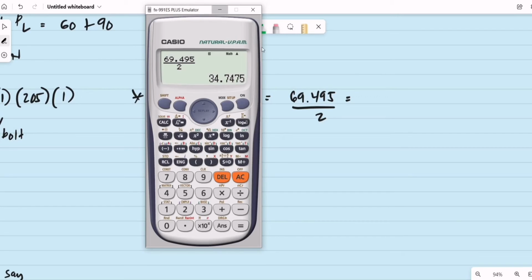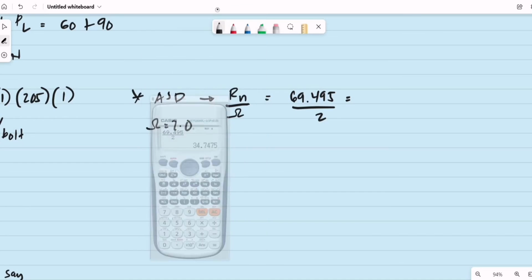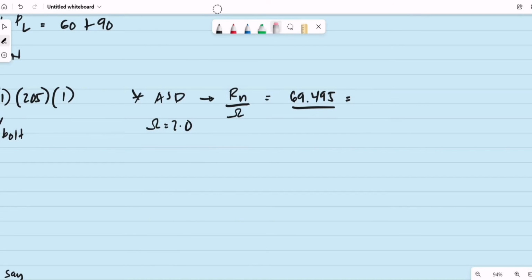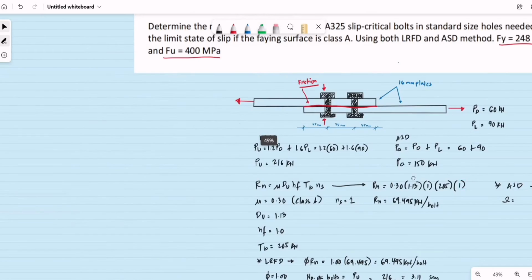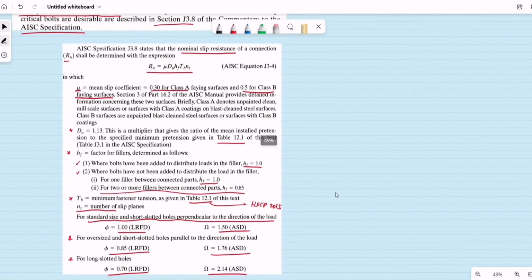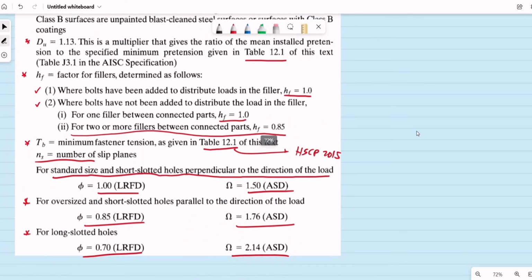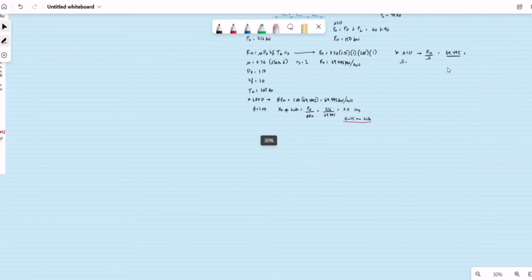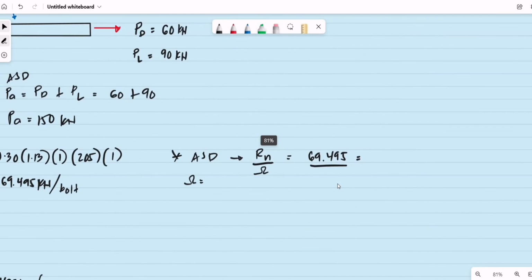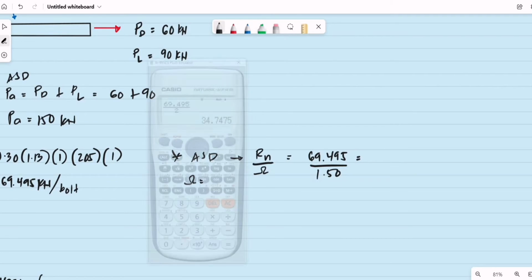Is this 34? Correction. Let's go back to our reference. Is it 2.0 for ASD? Okay, so this is for the standard size. For ASD, it's not 2.0. So correction, I will be using 1.5. So this is 69.495 divided by 1.5.